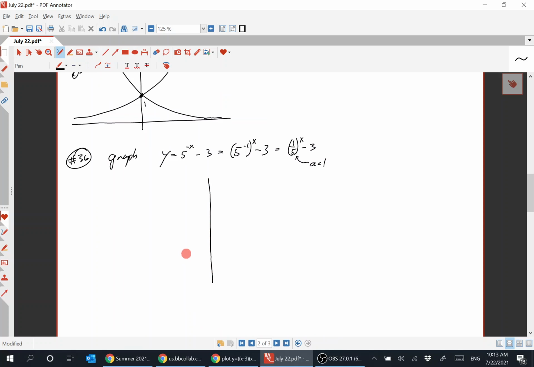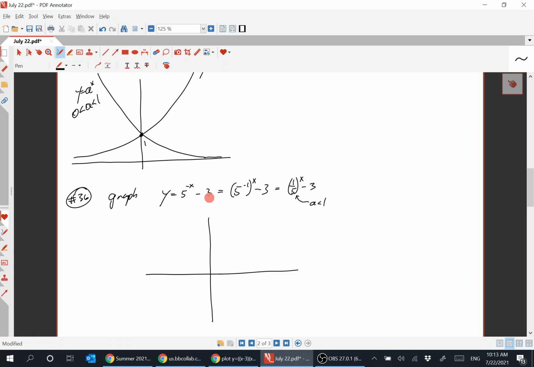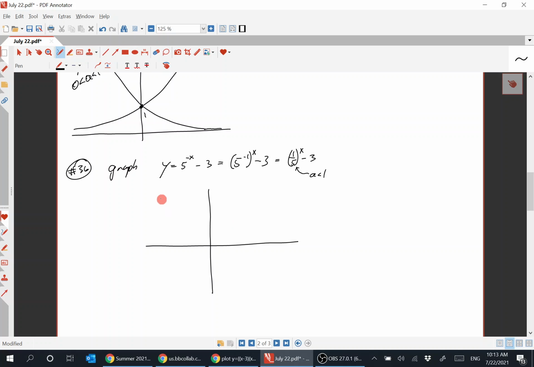So the graph of this function is going to look like this. Well, first of all, it starts out like that, and then I'm going to subtract 3 from it. So it's going to shift that asymptote from the x-axis down to the horizontal line y equals negative 3, and the y-intercept from 1 to negative 2. So looking like this. So that is the graph y equals 1/5 to the x minus 3.